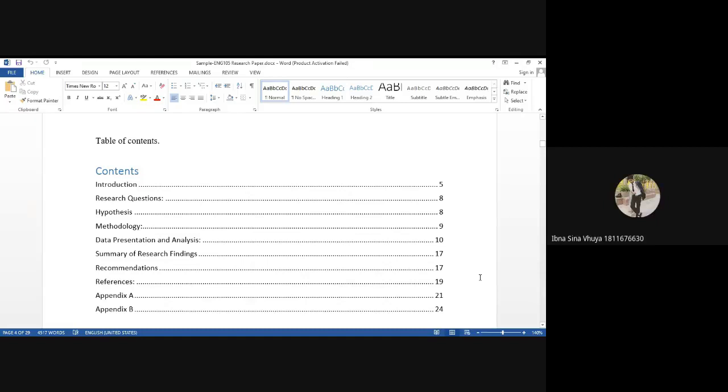Okay, ma'am. So you can see introduction. Okay, there should be background as well. I think she missed the background. So introduction, second section will be background, then research questions, then hypothesis, then methodology, then data interpretation and analysis, then summary of the research findings, then recommendations, and there should be a conclusion as well. This is missing, conclusion, and then references, and then appendix.